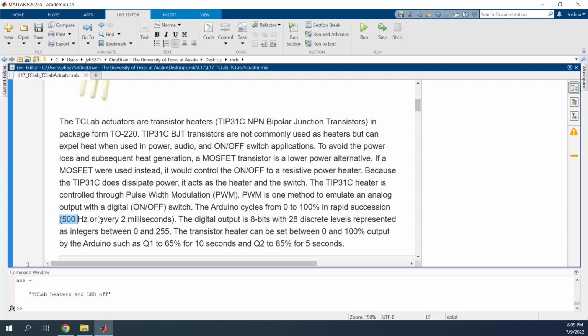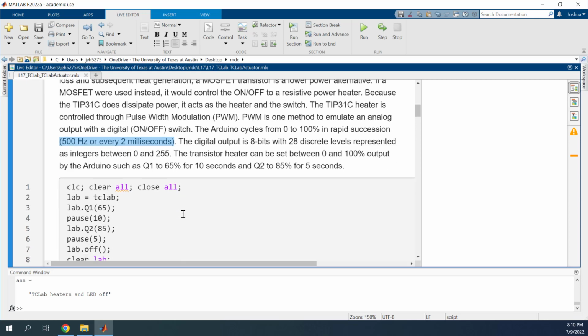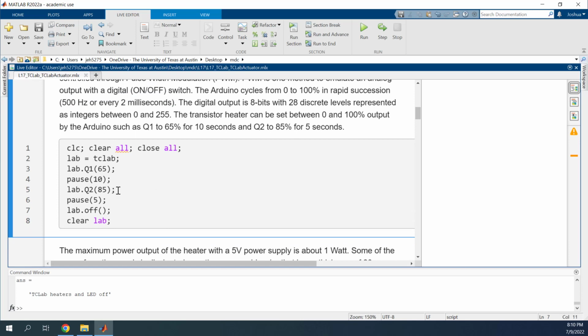It does so at 500 hertz, or every 2 milliseconds. It cycles from 0 to 100%, and those little pulses between 0 and 100% are how it transmits 8-bit signals. So the transistor heat can be set between 0 and 100 for both transistors, but we're going to be curious if that has the same effect.